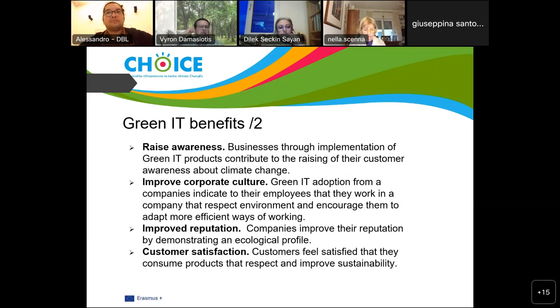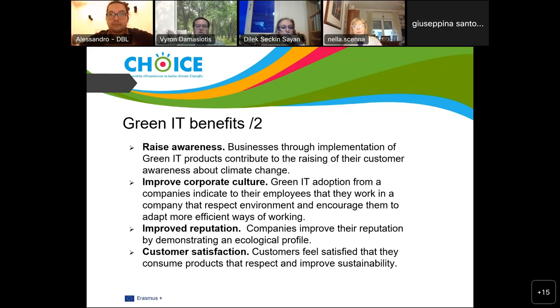On the other hand, raising awareness. Businesses, through the implementation of Green IT products, contribute to raising their customers' awareness about climate change. Everybody hears how important this is, and all products that are produced today give great emphasis to their power consumption and their green characteristics, and how friendly they are to the environment. So this is something that raises awareness and makes us more sensitive to these things.